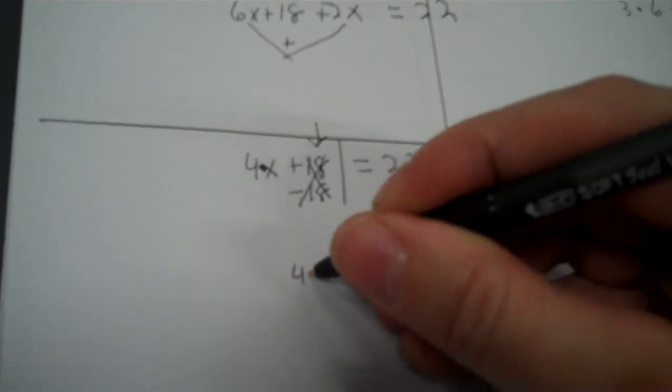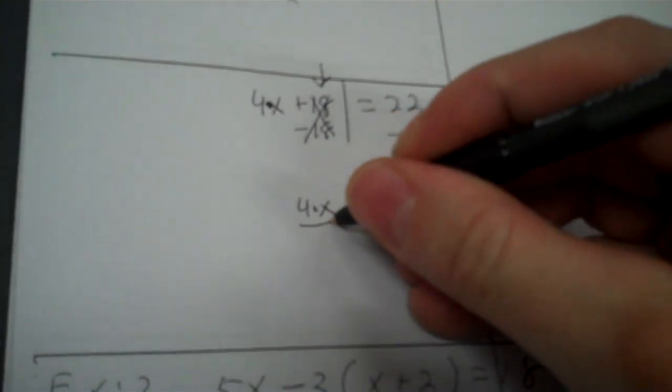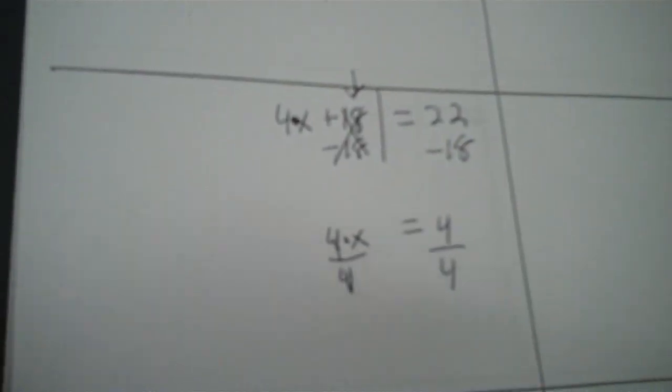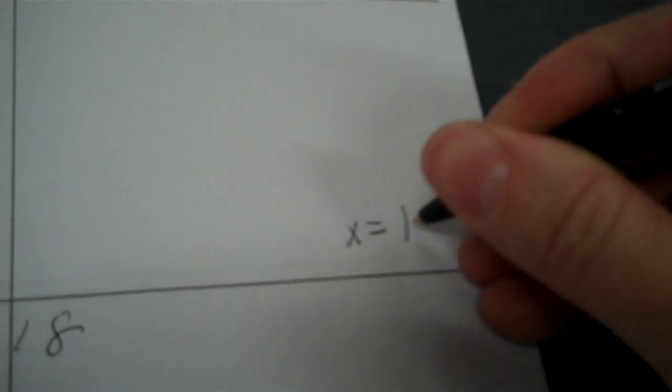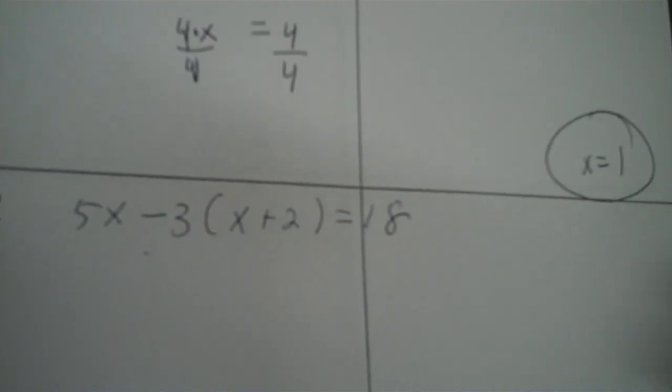So I have 4 times x. Then 22 minus 18 is 4. So 4 times x equals 4. I divide both sides by the number with the x, which is going to be 4. So 4 divided by 4 is 1. So we have an answer of 1. That's the value for x. Okay, example 2.